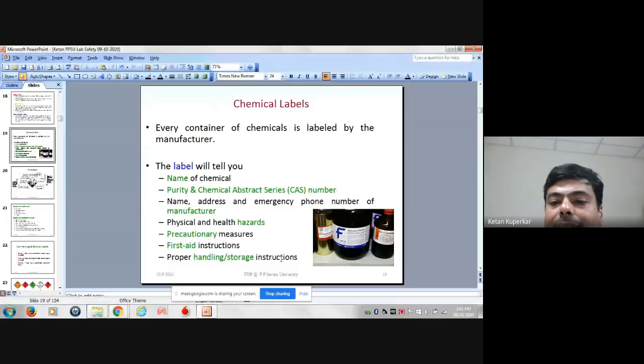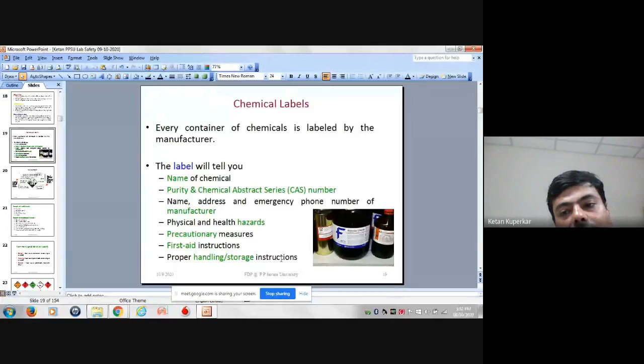So right from the name of the chemical to the purity of the chemical, one very interesting number by which every chemical is known is the CAS number, that is Chemical Abstracts Service number. It is very unique to every chemical component, and through it you may procure the chemical from the vendor. In addition to this, the name, address, and emergency phone number of the manufacturer is also mentioned on this label, which also mentions the different hazards if you get a prolonged exposure to this chemical.